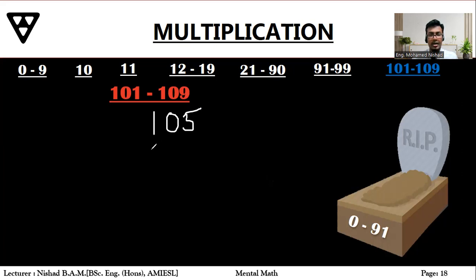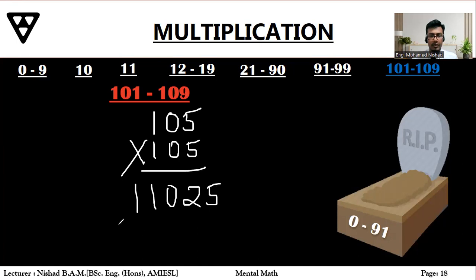Let me provide you another example so that you will understand this further. What is 105 times 105? What is the answer? Is this correct? Can anyone check whether this is right or wrong? Wrong, sir? How can you say that? It's correct, yeah, it's correct.